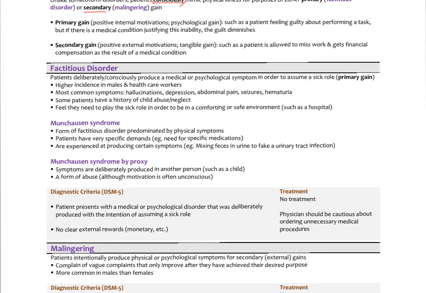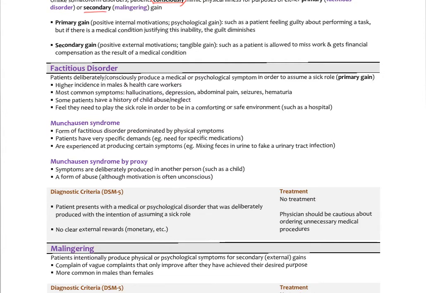It's a form of factitious disorder predominated by physical symptoms. The patients have very specific demands. They need very specific medication. So, I have these symptoms. This is happening. I need this medication specifically. They're very experienced at producing certain symptoms. So, for example, mixing feces and urine to fake a urinary tract infection, etc. So that would be Munchausen syndrome.